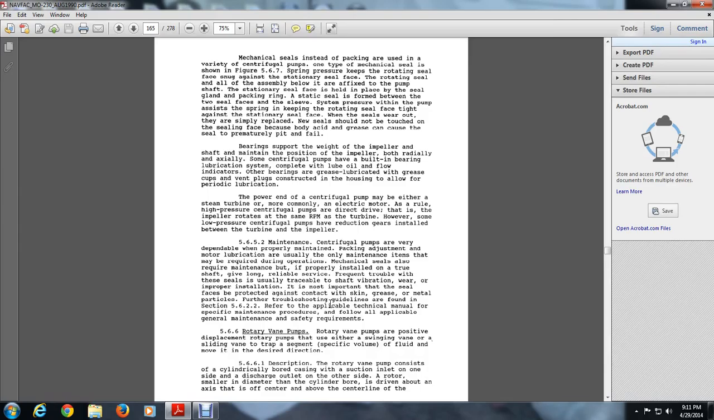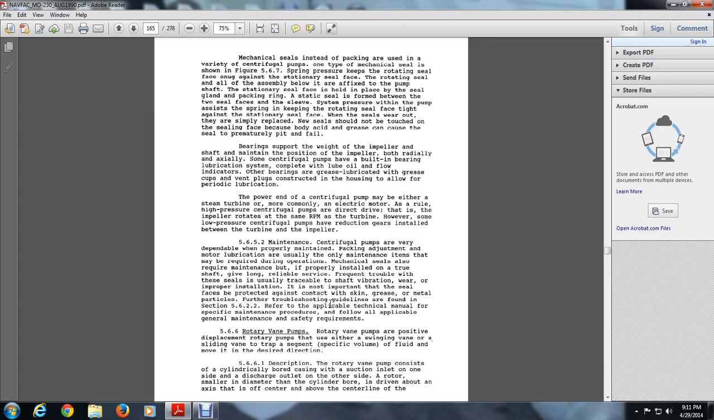Mechanical seals are used instead of packing in many varieties of centrifugal pumps. The type of mechanical seal is shown in figure 567. Spring pressure keeps the rotating seal face snug against the stationary seal face. The rotating seal and all of the assembly below it is affixed to the pump shaft. The stationary seal face is placed in the seal land, and the force between the two seal faces, the sleeve, and the system pressure within the pump, assisted by the springs, keeps the rotating seal face tight against the stationary seal face.